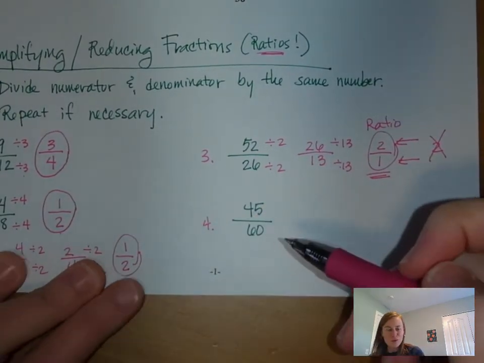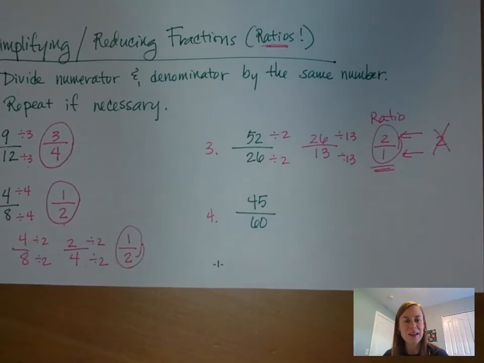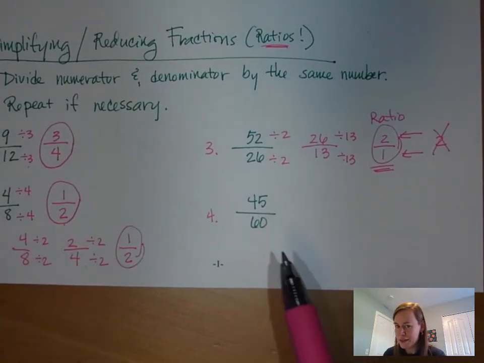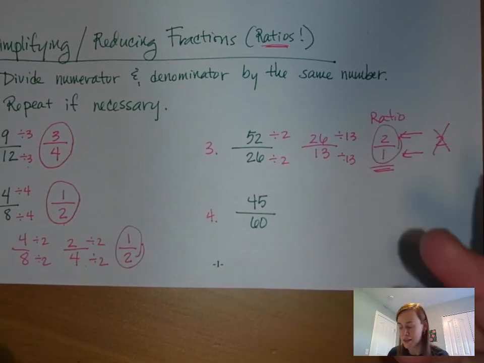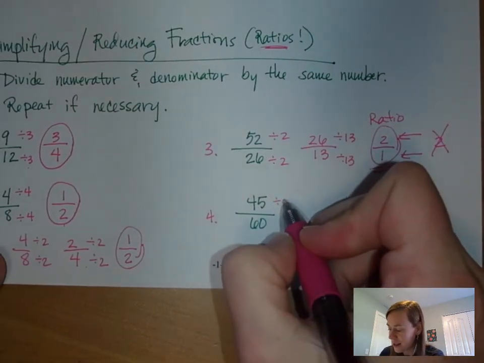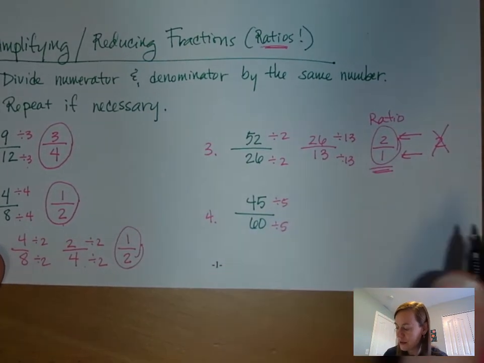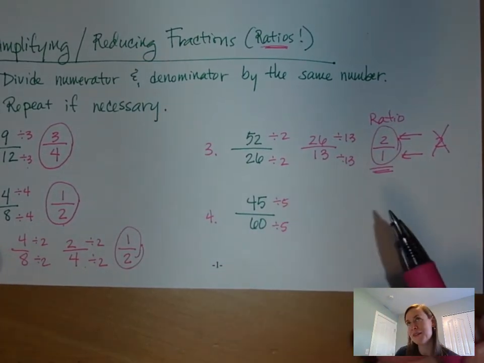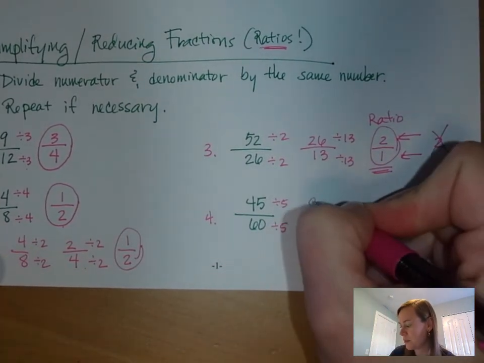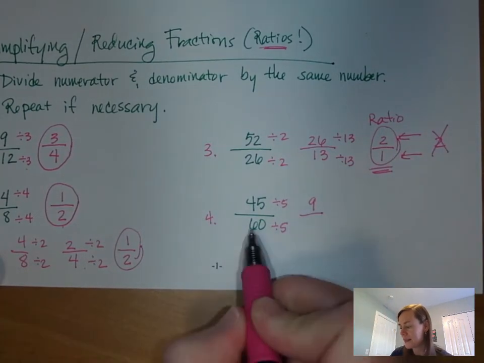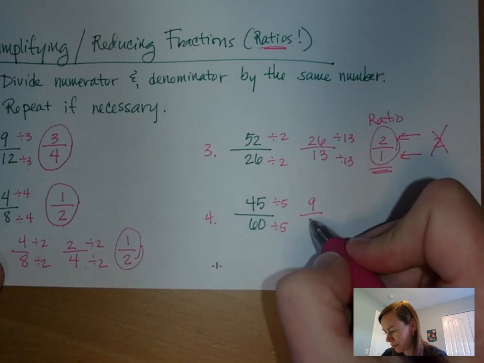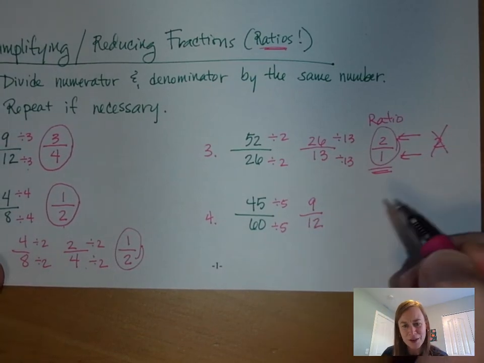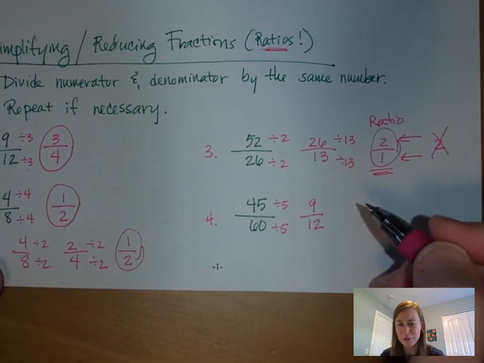We have 45 over 60. Okay, so I know that when a number ends in a 5 or a 0, it's divisible by 5. So let's just divide both of these by 5. So dividing the top and the bottom by 5. 45 divided by 5, let's see, 9 times 5 is 45, so it's going to be a 9. 60 divided by 5, let's see, 5 times 12 is 60, so we've got 12. And again, if you need to grab a calculator to work these things out, totally fine, okay?